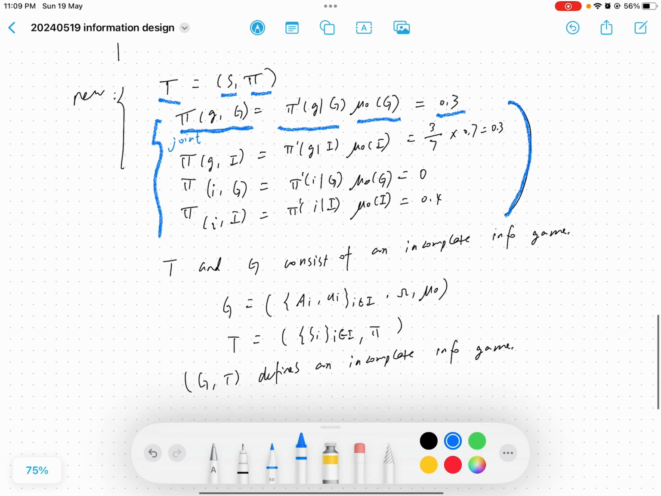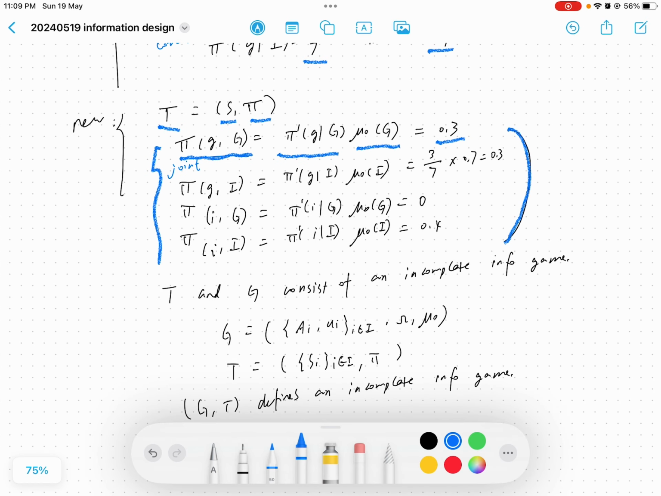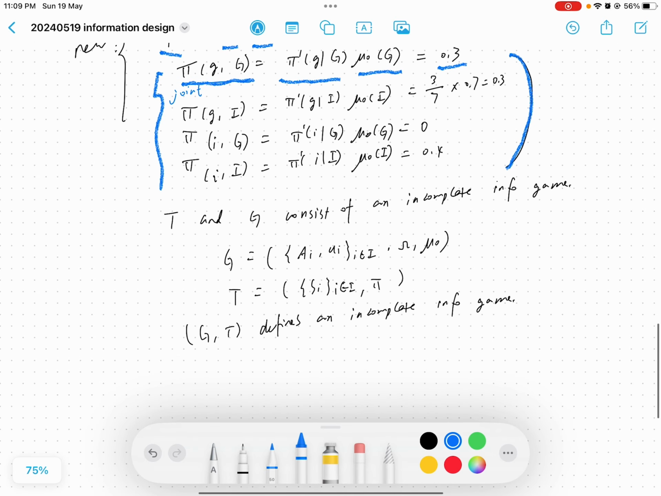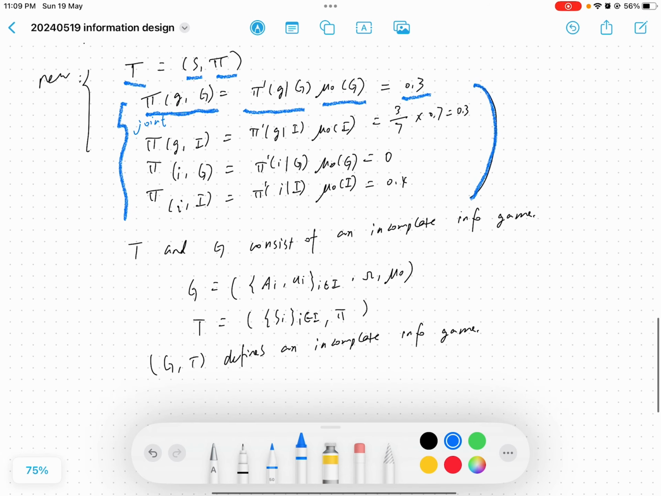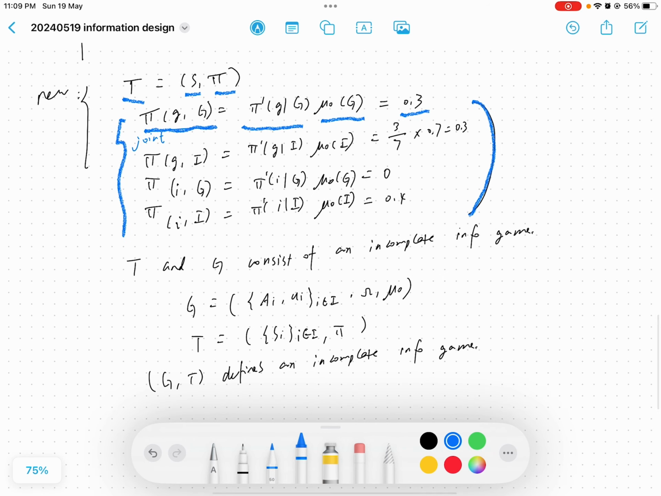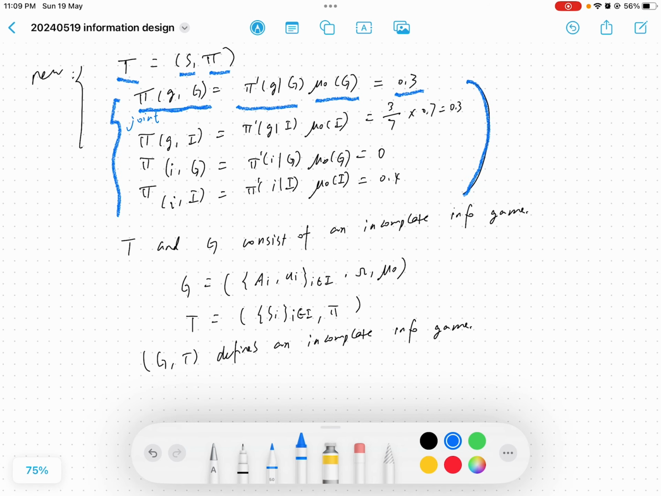Now we can say that this T, the information structure, and G, the basic game, together constitute an incomplete information game. Formally, G includes all the actions, utilities, the state space, and the prior mu naught. T includes all the S_i's and the pi, as the information structure. So G and T together define this incomplete information game.